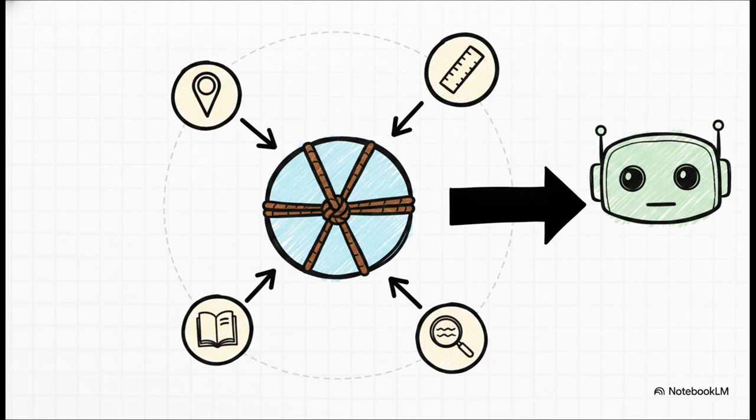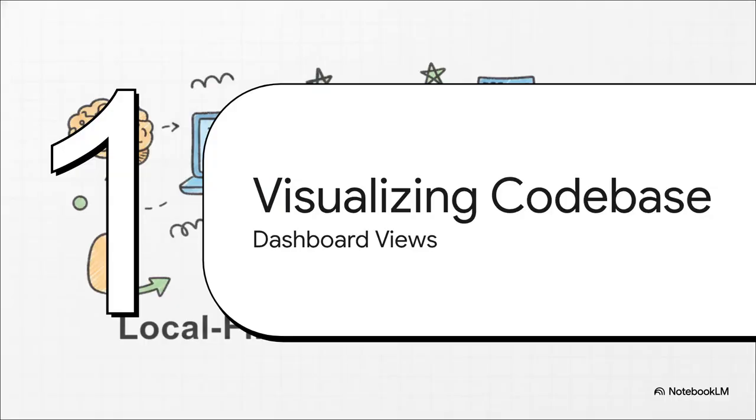The answer comes back with references to the relevant files and locations, making it incredibly easy to verify. No more guessing if the AI is making things up. Section 4, visualizing your codebase through the dashboard views.